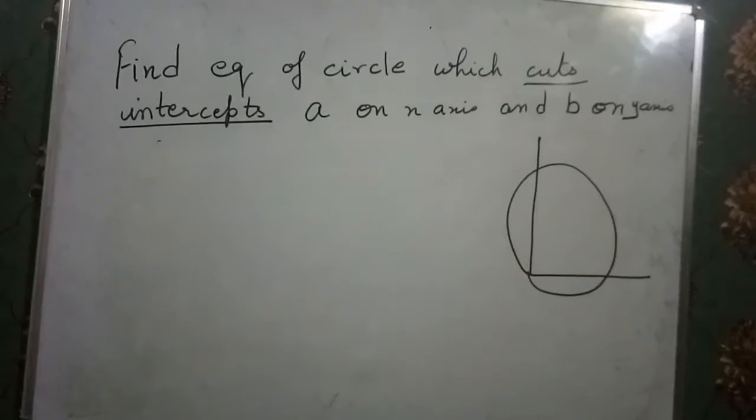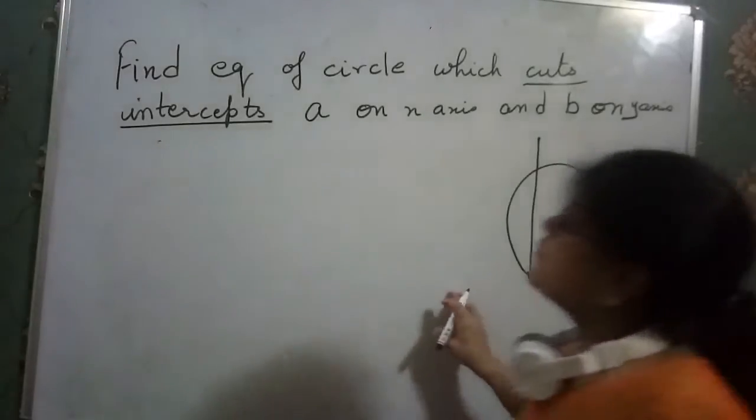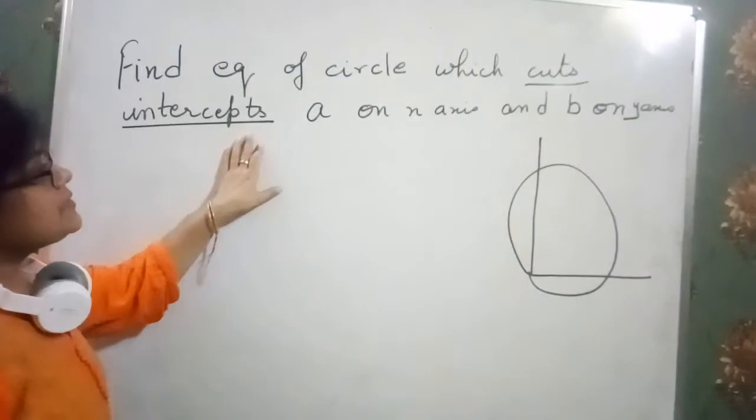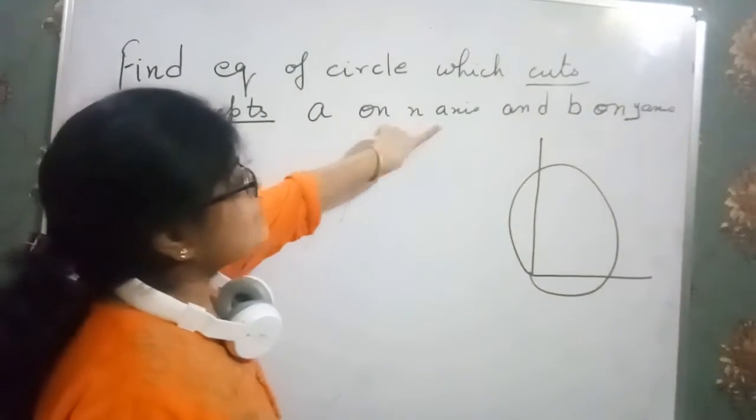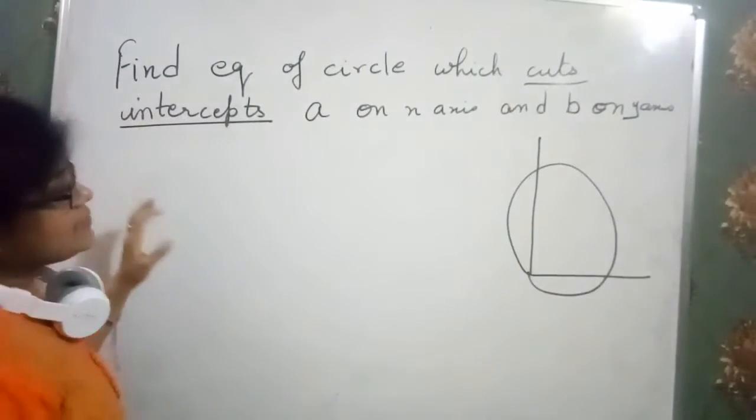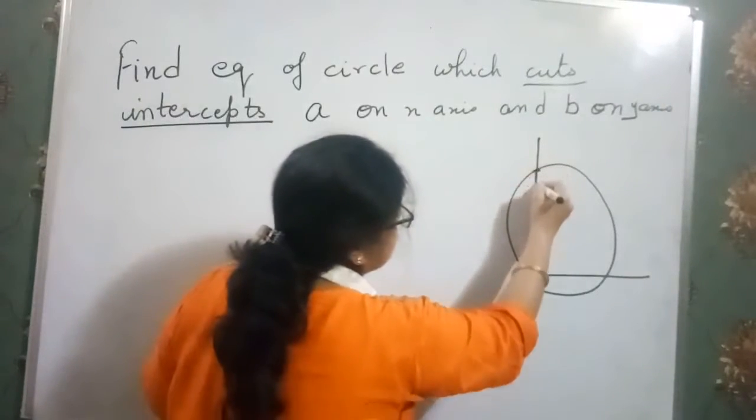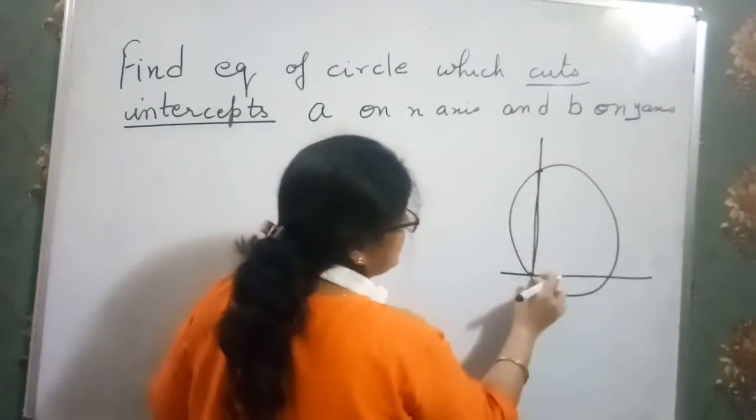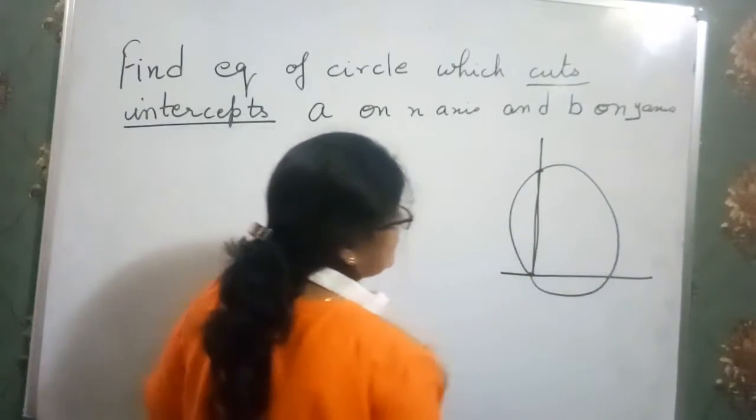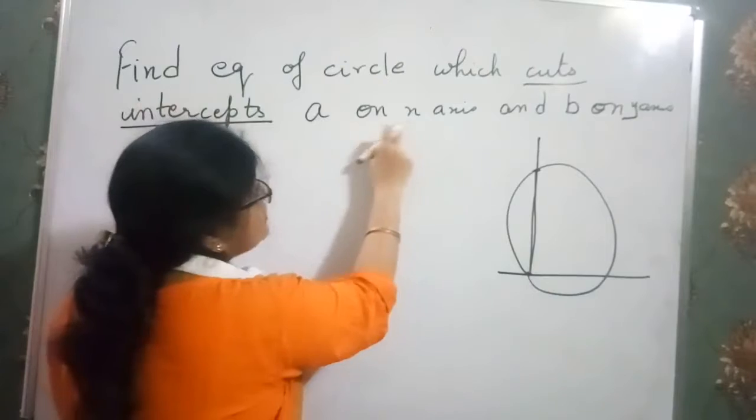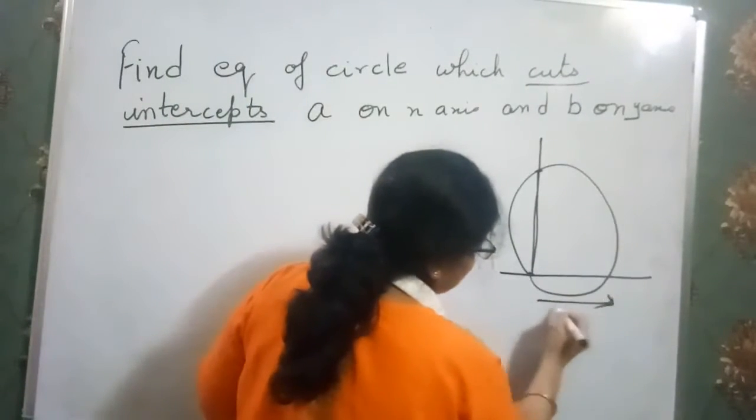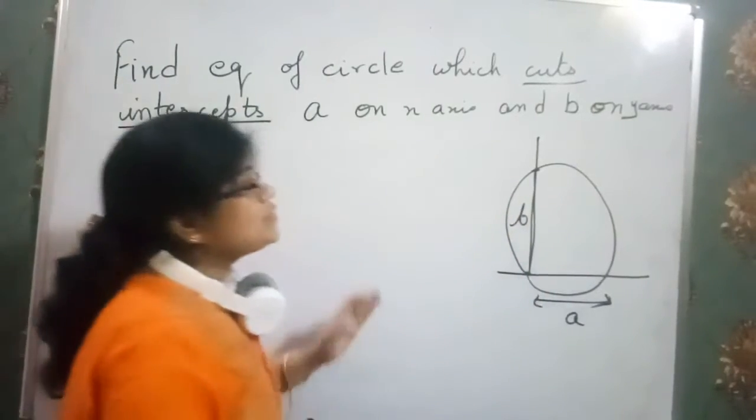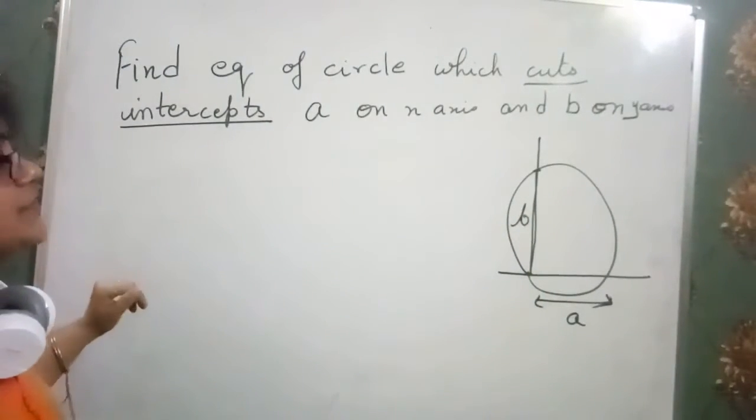Now see, this type of question is also in your textbook. Find the equation of the circle which intercepts a on the x-axis and b on the y-axis. What is the intercept? This portion which is cut by the circle on our axis. So this portion is cut on the y-axis and this portion is cut on the x-axis. It is given a on the x-axis, that means the length of this portion is a and the length of this portion is b.